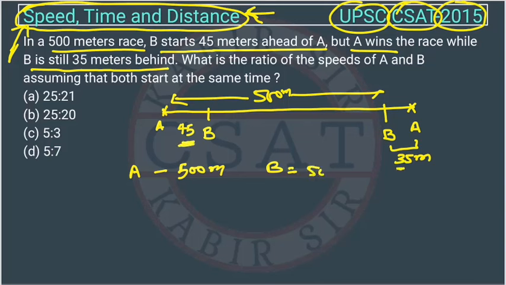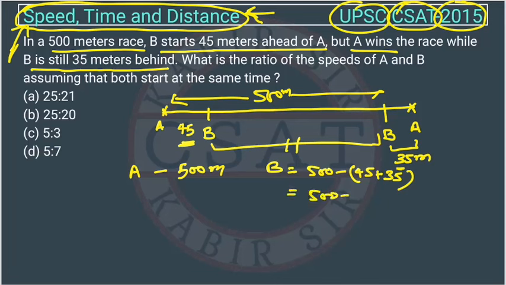So, B is covering 500 minus 45, and he is not even covering this much. B is covering only this distance, so it will be 500 minus 80, which is 420, right. So B is covering 420 meters and A is covering 500 meters.